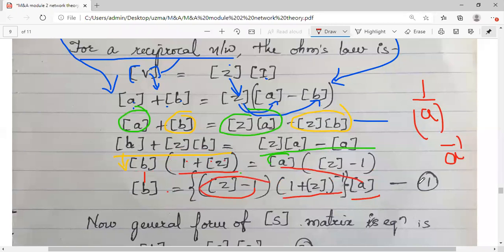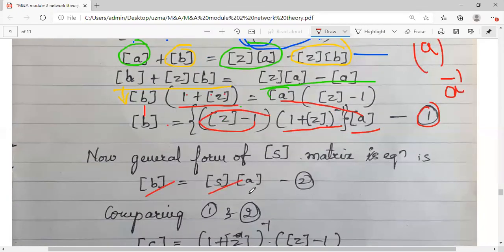So let this be equation 1. And just now, as I have told you, generally how an S matrix equation is written: B is equal to S into A. Here also we have a similar kind of sequence. See, B is equal to some bracket into A. So here also we have B equals bracket into A, and here also we have B is equal to S into A.